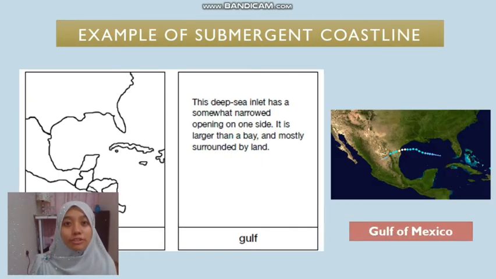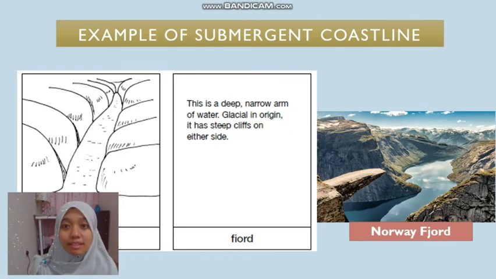Next, we are going to go through 10 examples of submergent coastline. What is a submergent coastline? A submergent coastline is a coastline that was originally above the water, but it was flooded to form a new coastline, and it can also be formed by melted glaciers. First one, gulf. A gulf is a deep sea inlet with a narrow opening at one side. Next, fjord. This is a deep, narrow arm between cliffs.